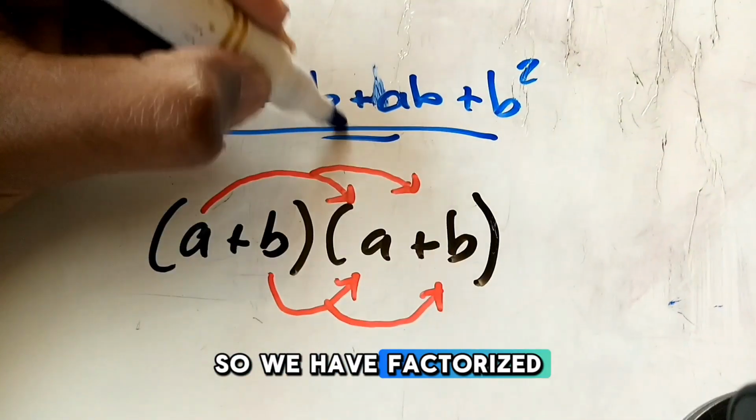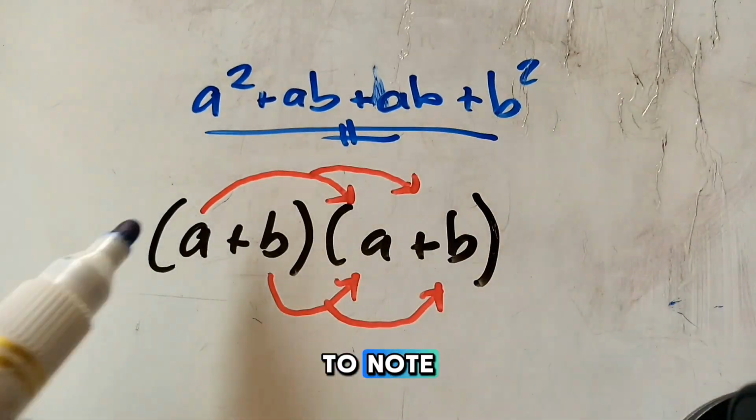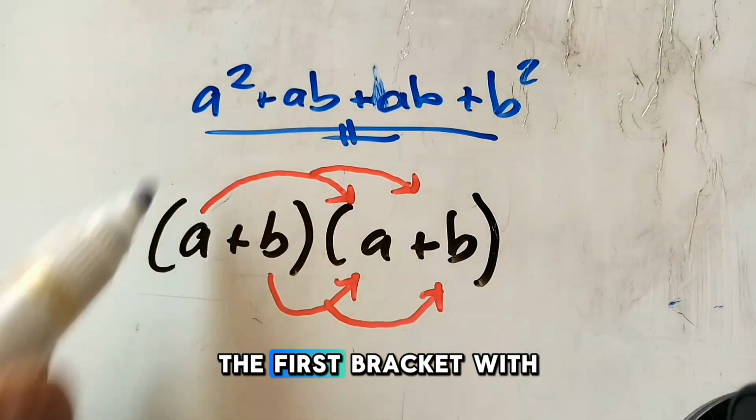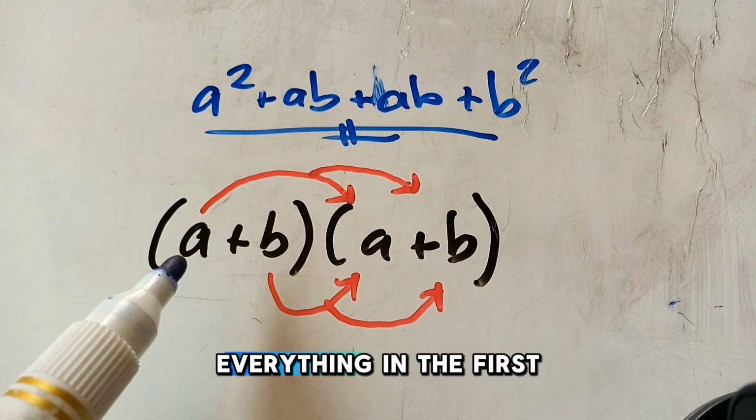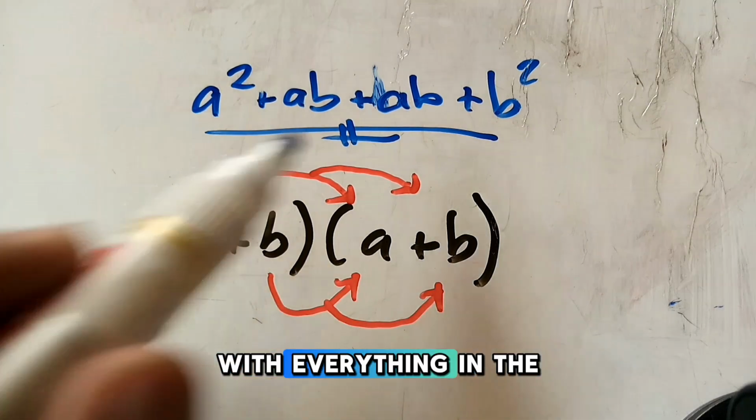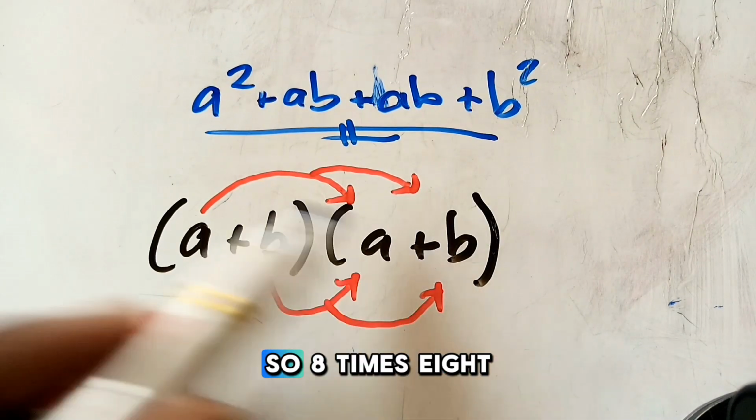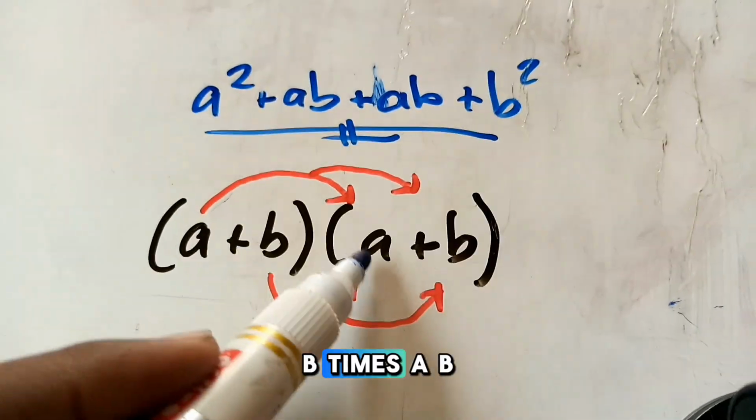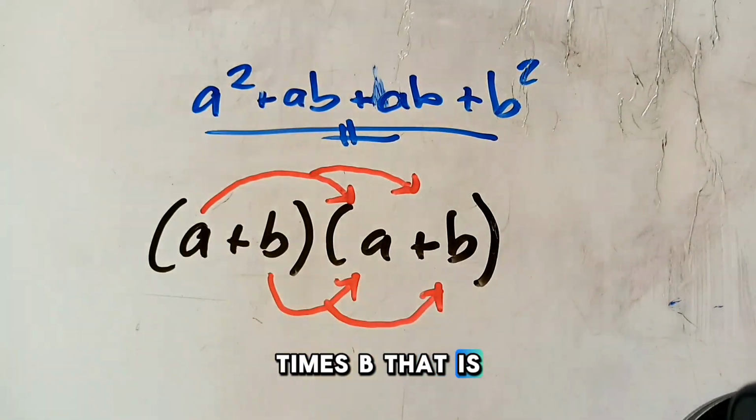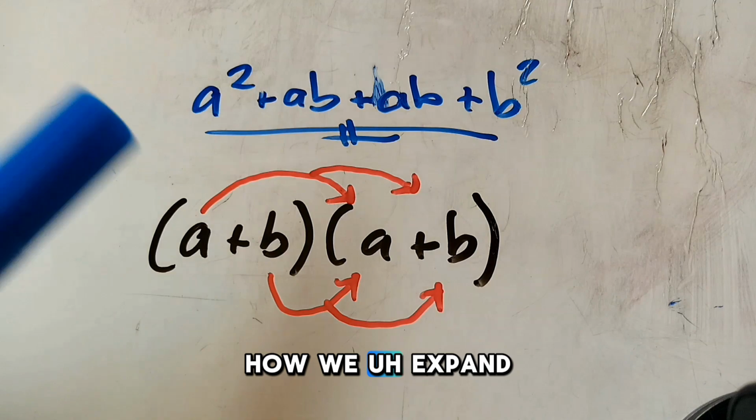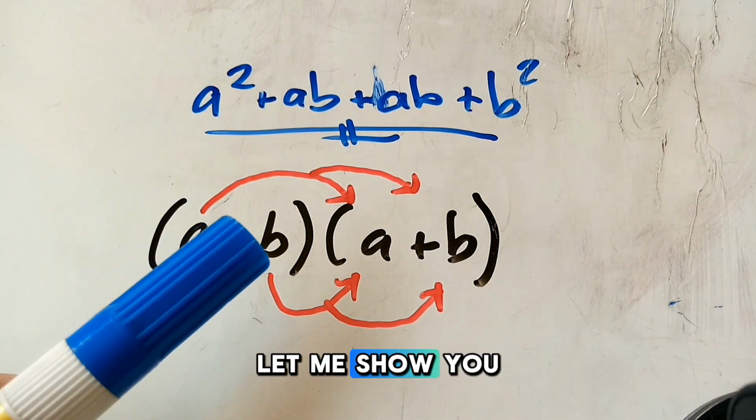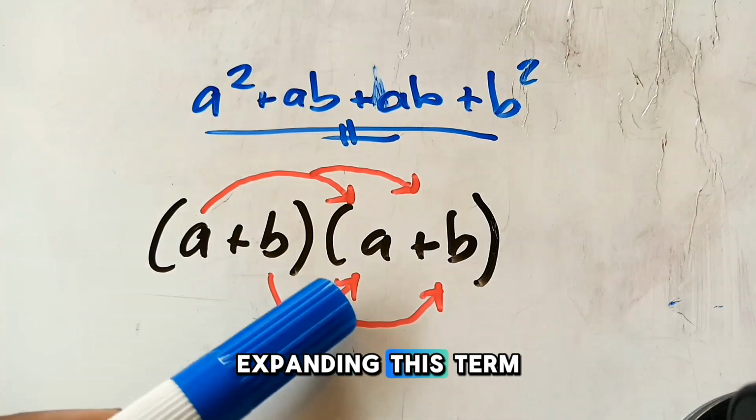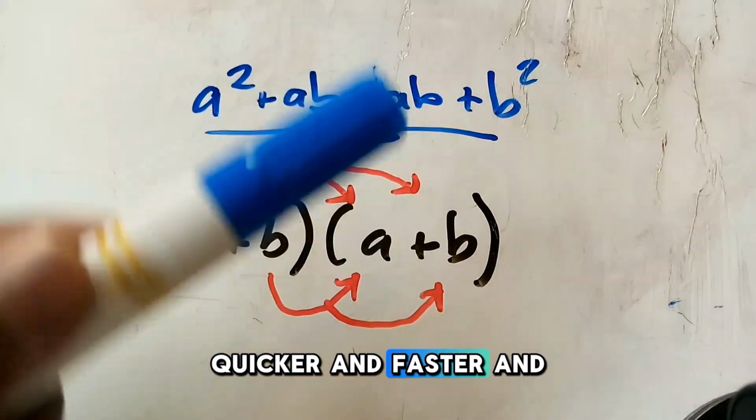So we have expanded it. So you have to note, we multiply everything in the first set of brackets with everything in the second set of brackets. So a times a, a times b, b times a, b times b. That is how we expand that. Now, let me show you a different way of expanding this term quicker and faster and easier.